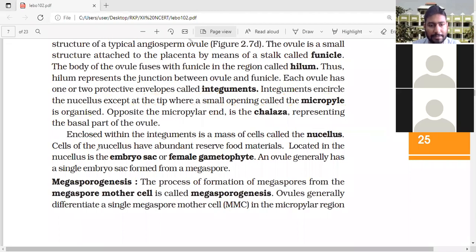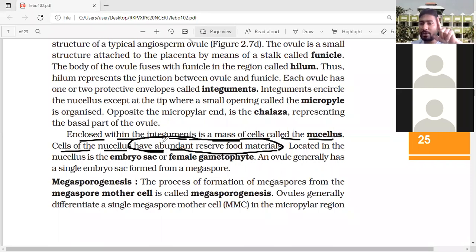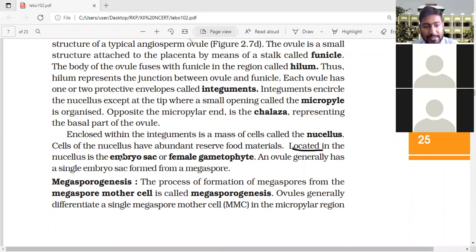Now, enclosed within the integuments is a mass of cells called nucellus. I told you already, the cells of the nucellus have abundant reserve food material. So what is the function of nucellus? It will provide nutrition because it has abundant reserve food material. The basic function of the nucellus is to provide nourishment. Located in the nucellus is the embryo sac or female gametophyte.